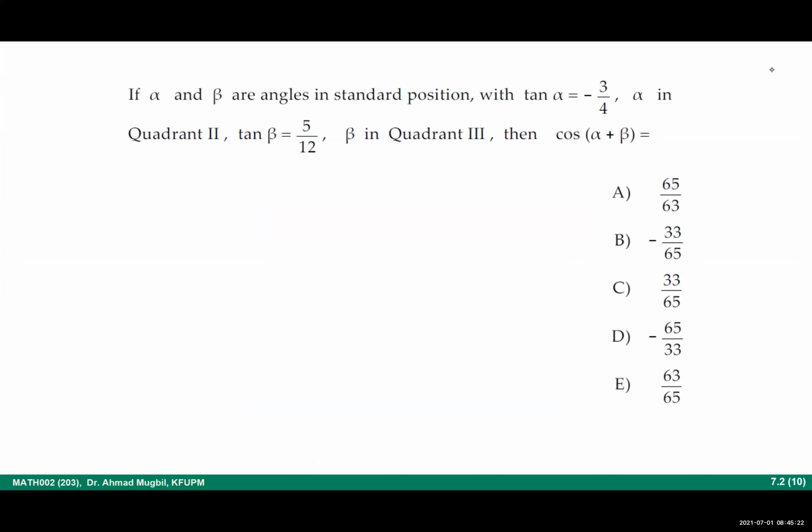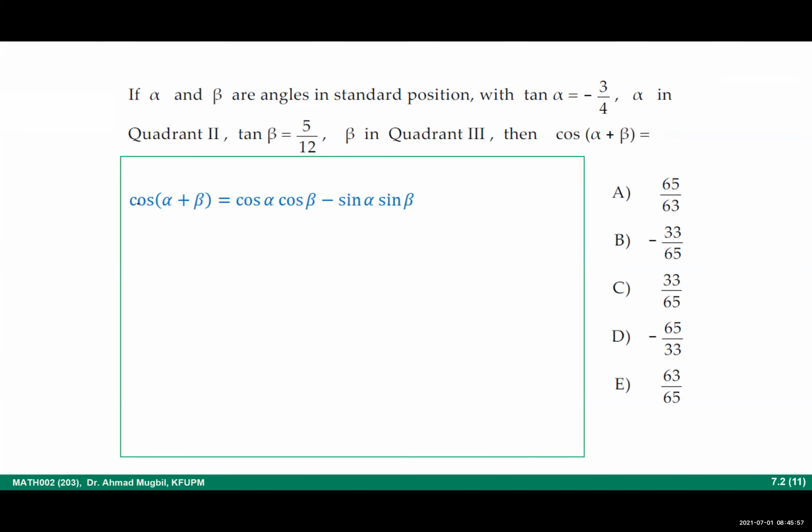Now let me give you this in a short time. We can solve this one. Unfortunately, we only have 5 minutes. If alpha and beta are angles in standard position, this is very good for tonight's exam practice. If alpha and beta are angles in standard position with tan alpha equal to negative 3 over 4, and alpha in the second quadrant, and tan beta is 5 over 12 with beta in the third quadrant, what is cosine of alpha plus beta? The first part is from 7.2.